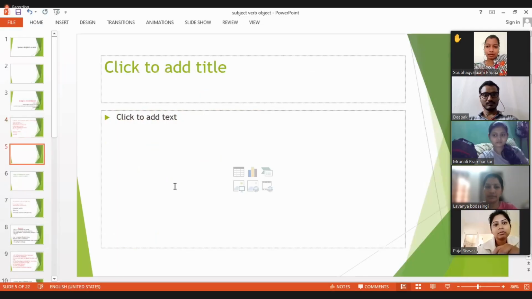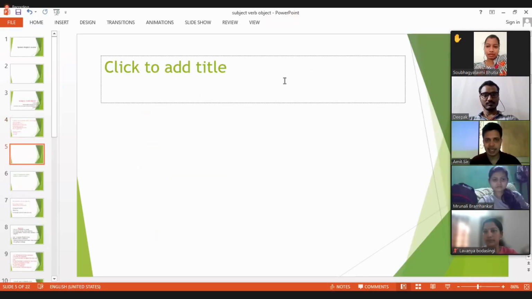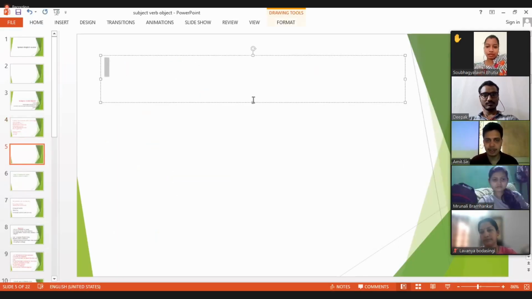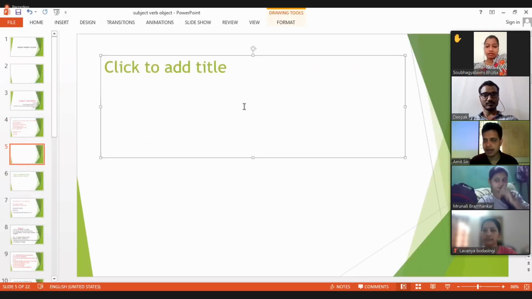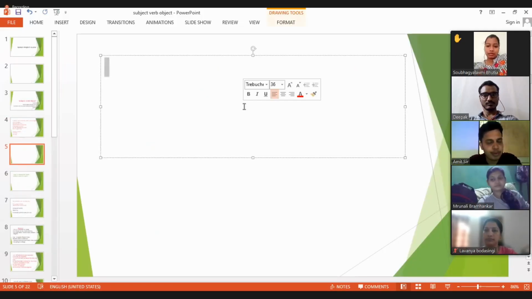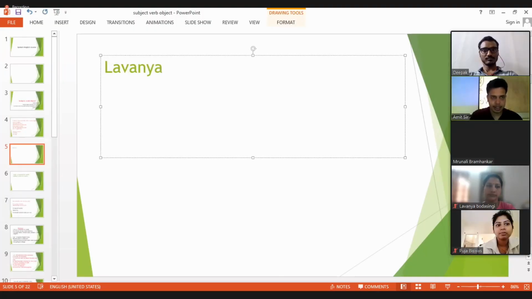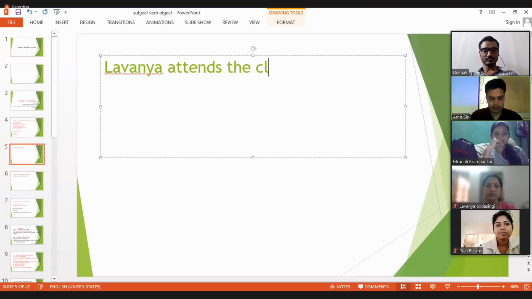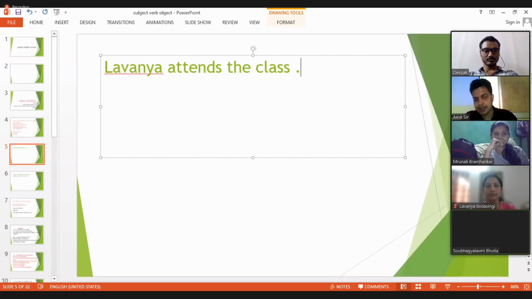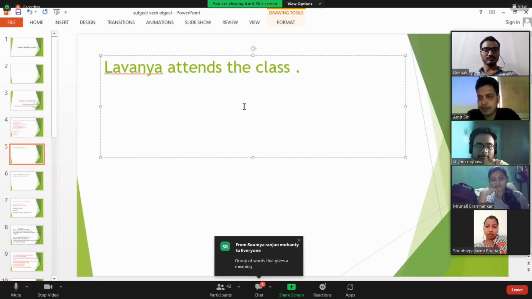Something I believe is that English is nothing but mathematics, and we always believe in something if we have proof. So let's try to prove it. Let me write an example: Lavanya attends the class. Is it a right sentence? Not right, sir.